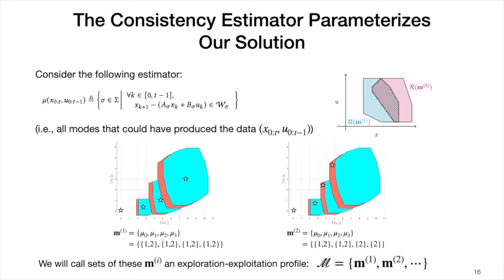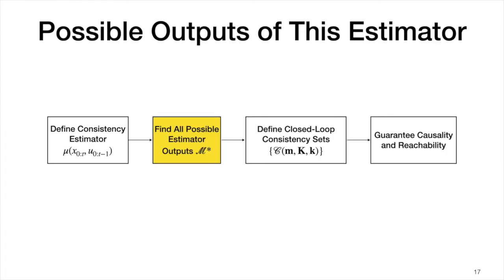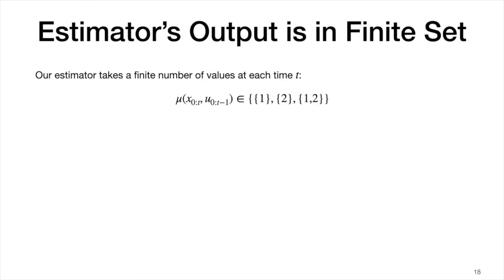We will call sets of these bold M's exploration-exploitation profiles. Now, the properties of this estimator will be used to make a guarantee about what values it can create. Specifically, we know that for the drone problem, the estimator outputs one of three possible elements at each time, indicating that the sequence bold M can take one of a bounded number of values as a sequence. So, although there may be an infinite number of possible trajectories that the controller can see, there's only a finite number of these bold M's that it must be robust to.